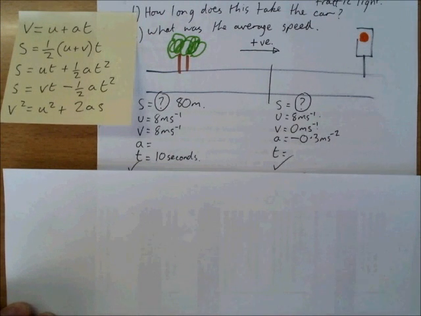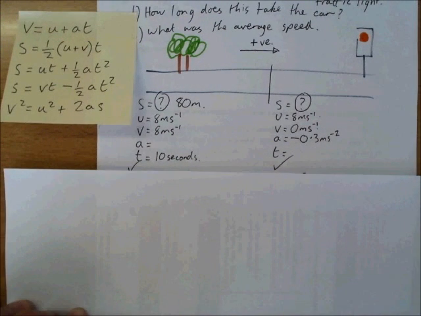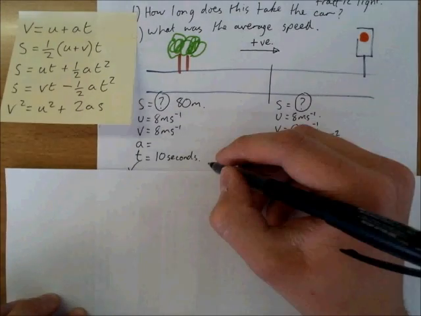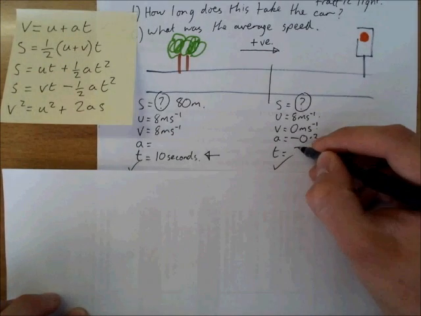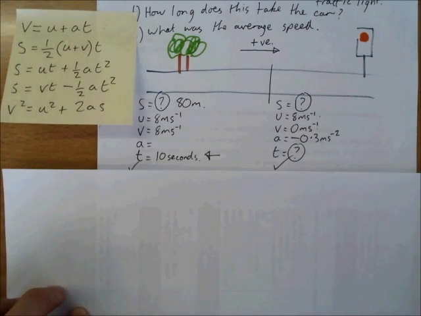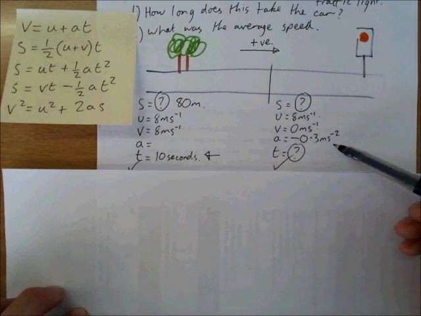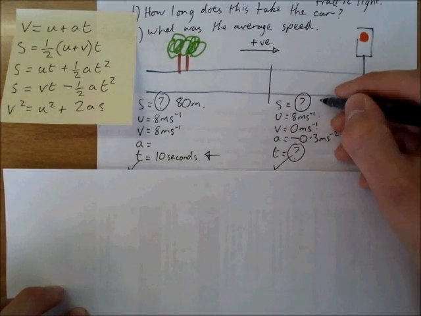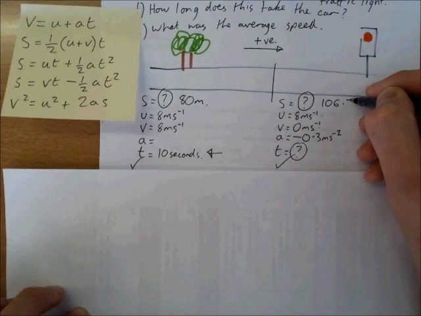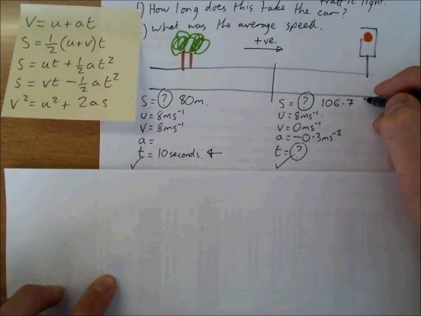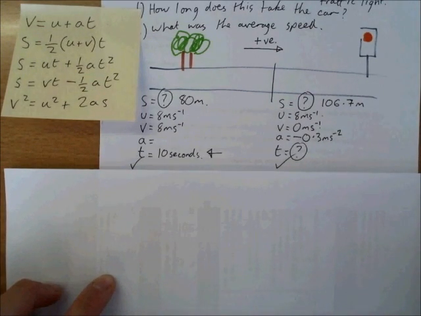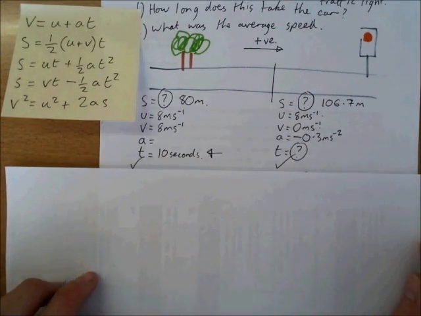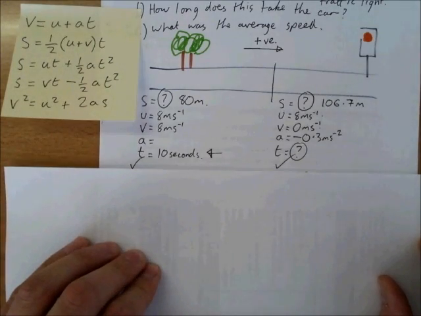Okay, second part. So part B asks us to find how long this takes the car in total. Now we already have the first 10 seconds done for us. We just need to work out this one now. So the time for the second section. So we've been given u, v and a. We've now worked out s to be 106.7 meters. However, I would not advise that we use this value. If you have 3 that you're given, use those. You're much safer using values you've been given rather than those you've calculated.